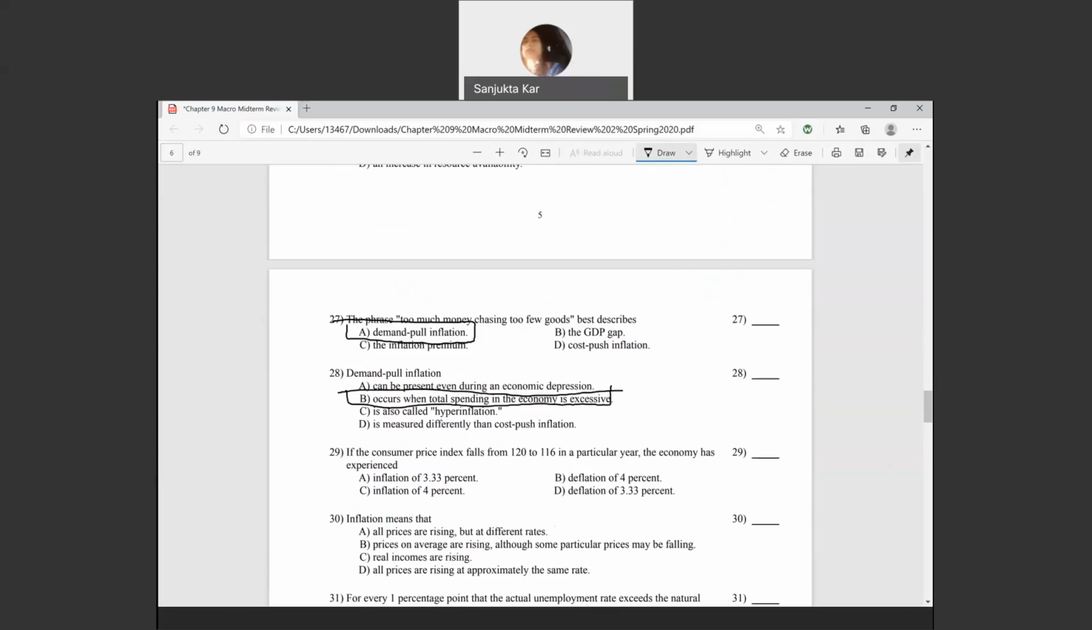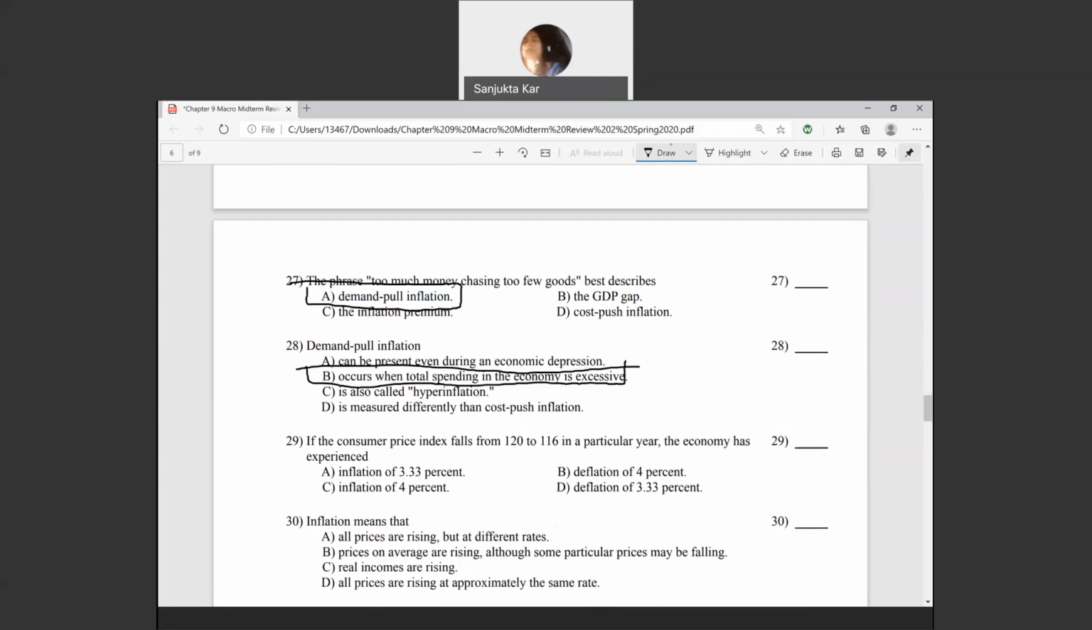29 looks like the CPI, or the consumer price index, falls from 120 to 116. The economy has experienced what? Definitely the economy has experienced some deflation, because the price went down from 120 to 116. So this was the old price, which was 120. This is the new price, which is 116.